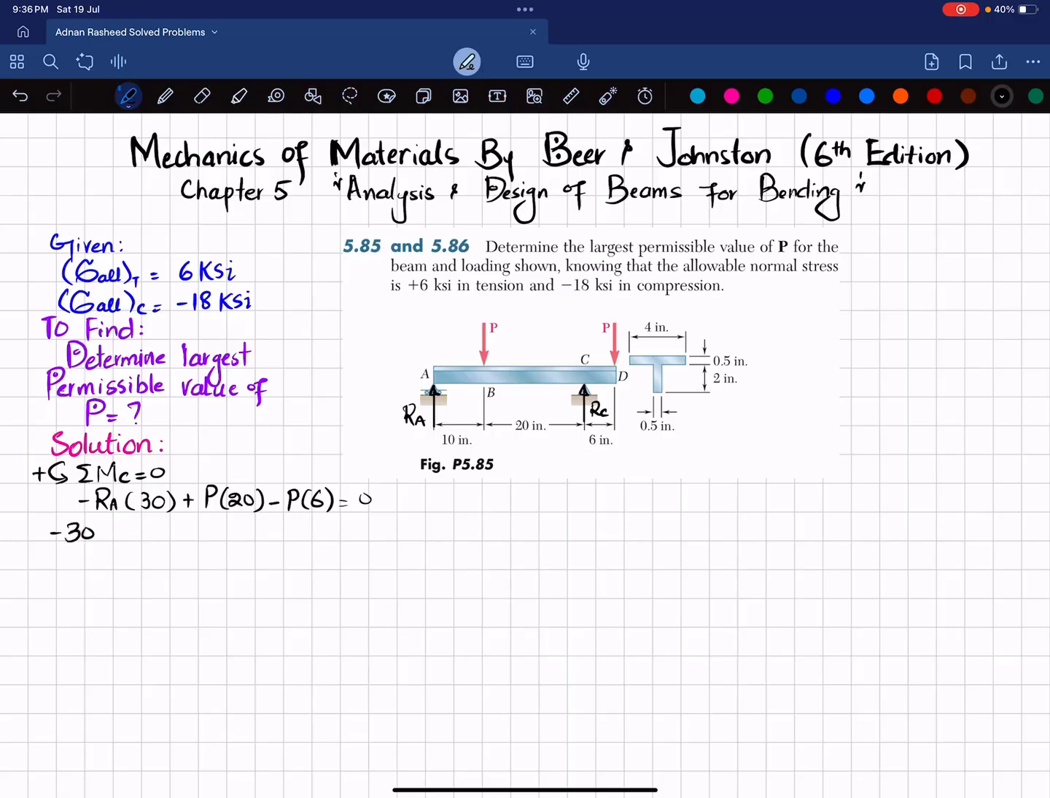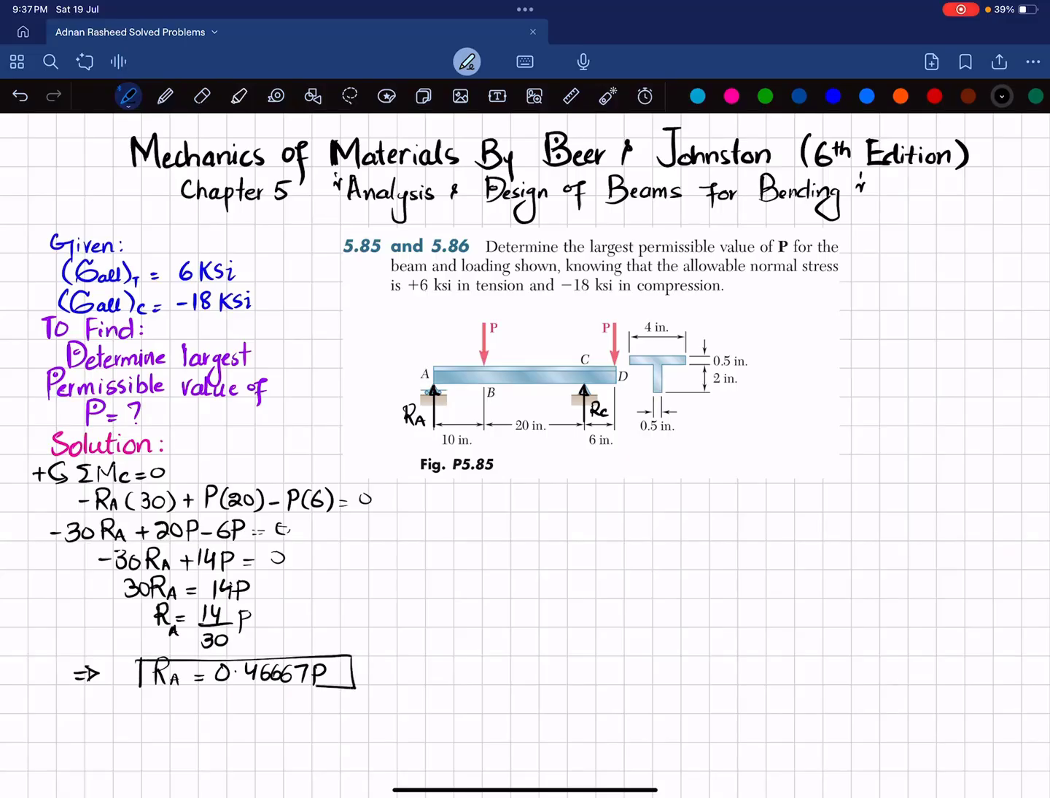So minus 30 RA plus 20P minus 6P is equal to 0, and from here minus 30 RA plus 14P is equal to 0. So 30 RA is equal to 14 times P, and RA will be equal to 14 divided by 30 P. And from here, what we will get is that RA will be equal to 0.46667 P. Since it is positive, so this force will be upward.